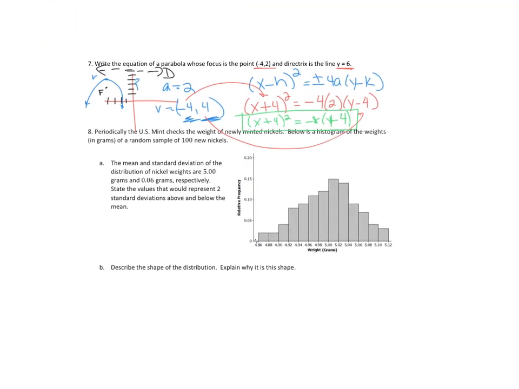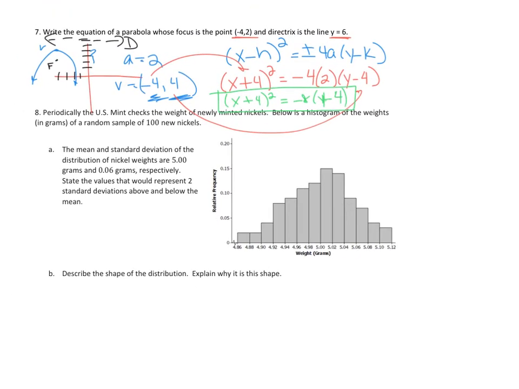Next question says the mean and standard deviation of the distribution of nickel weights are 5. So they give you, periodically the U.S. Mint checks the weight of newly minted nickels. Below is a histogram of the weights representative of 100 new nickels. So they tell me the mean and standard deviation. The mean is right here, right in the middle, x bar. They want you to find the values that are 2 standard deviations above and below.